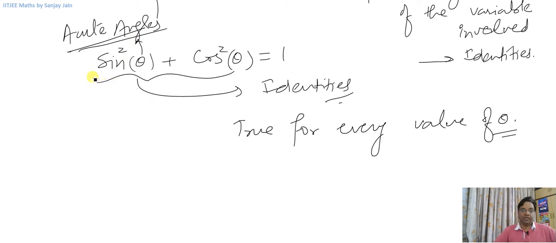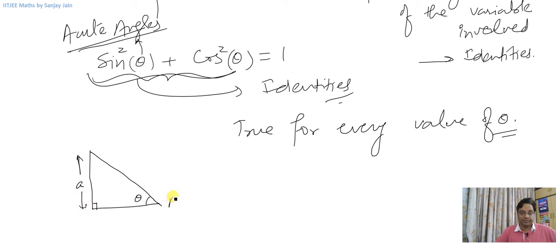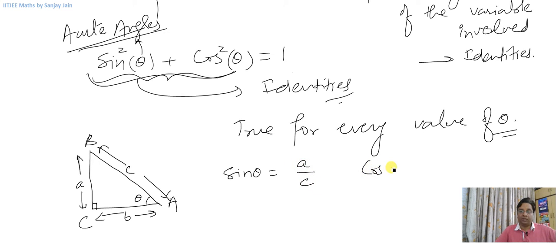So let us discuss how we arrived at sine square theta plus cos square theta equal to 1. In brief, once again, let us say we have got a right triangle here and this angle be theta. If this side here is, let us say, small a, this side is small b, and this side here is small c, then we know sine theta is opposite by hypotenuse, that is a upon c, and cos theta is equal to adjacent, that is b upon hypotenuse, that is c. So sine theta for this triangle will be a upon c and cos theta will be b upon c, right?